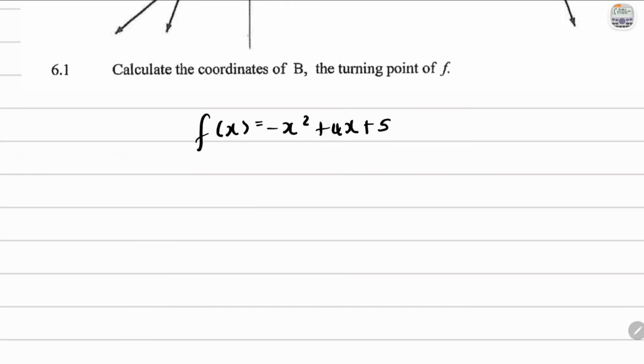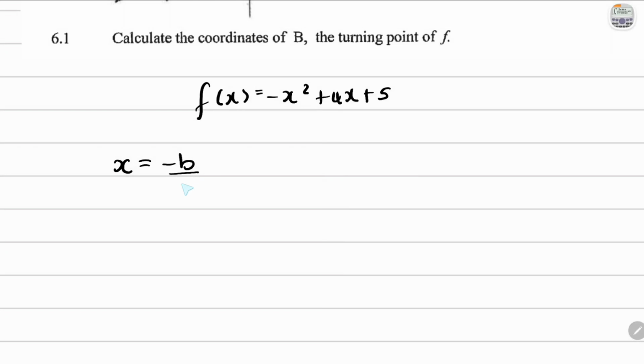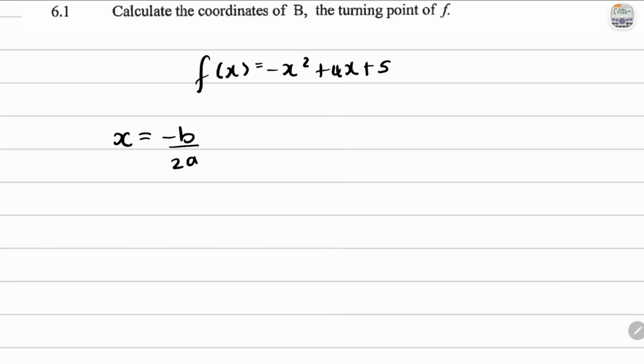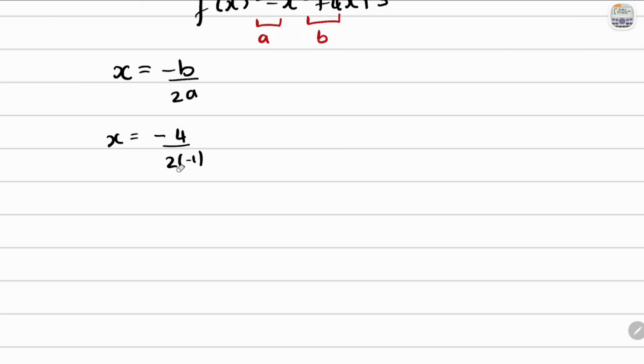The turning point formula to find the x value is x equals negative b over 2a. So substitute your b and your a value. Your a value, as you can see, is negative 1, and your b value is the 4 that we have there. So x equals negative 4 over 2 times negative 1. That's negative 4 over negative 2. Negative 4 divided by negative 2 is positive 2. Okay, so that is the x value.